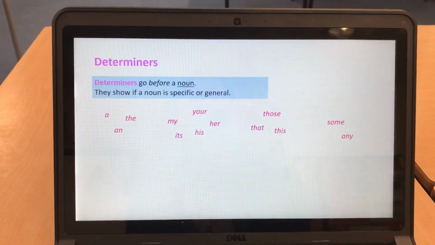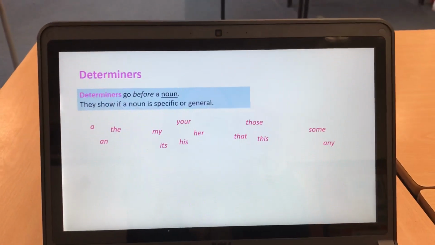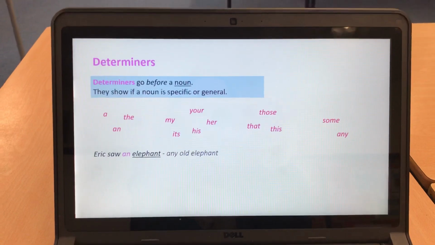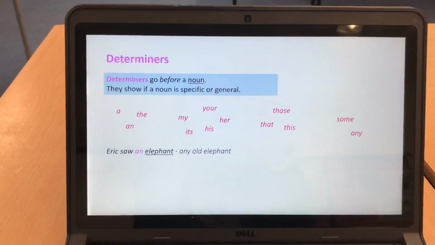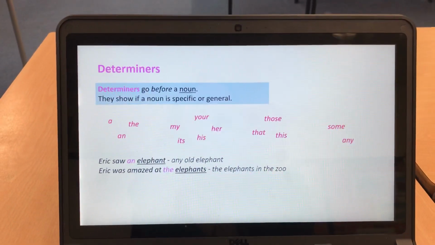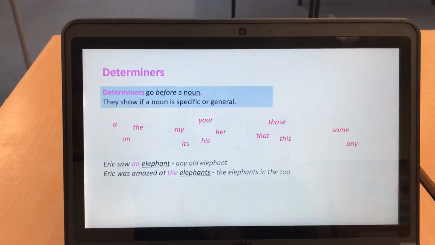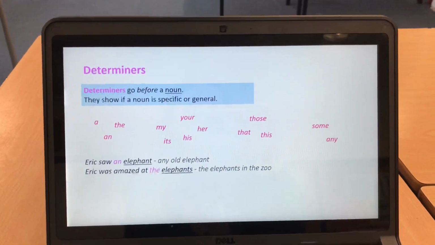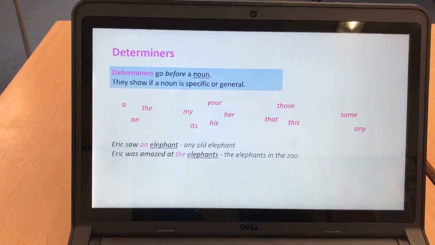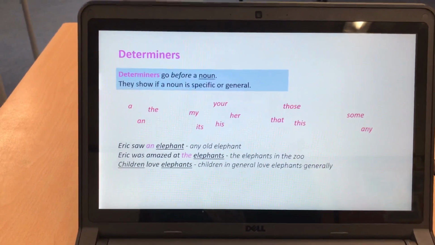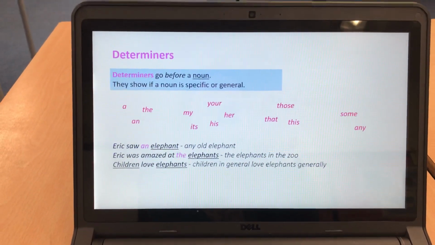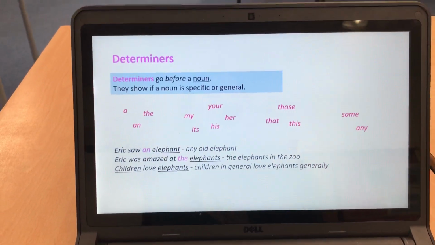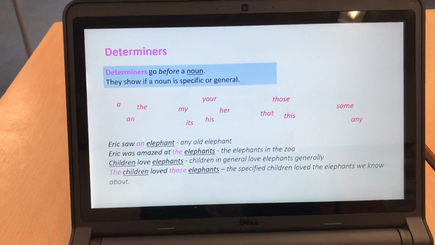Determiners go before a noun and they show if a noun is specific or general. So, Eric saw an elephant. The determiner an is being used, it means any elephant, it's general. Eric was amazed at the elephants. Now we've got the determiner the, it's more specific. In this case, Eric is referring to specific elephants in the zoo. Children love elephants. There's no determiner here, so it means it's general. Children in general love elephants generally.